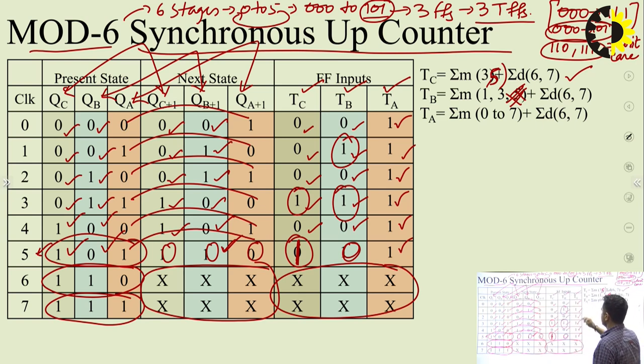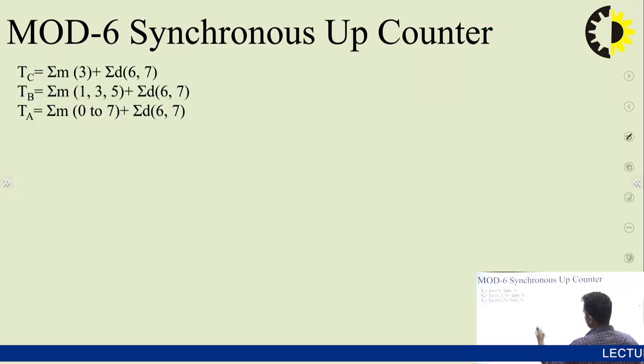And then TA, these are 6 ones, 0, 1, 2, 3, 4, 5. So 0 to 5 will be my min terms. And 6 and 7 will be don't care terms. Okay. So we can solve these 3 K-maps again.